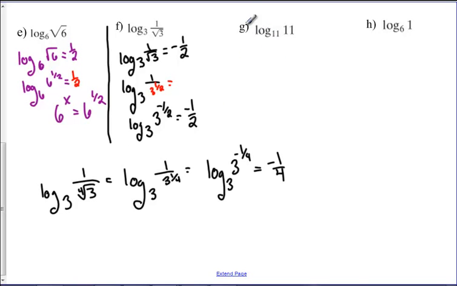And actually, we'll see if G and H get you. They're supposed to be really easy, but maybe not. So log base 11 of 11 is what? Just 1, right? 11 to the first power is 11.